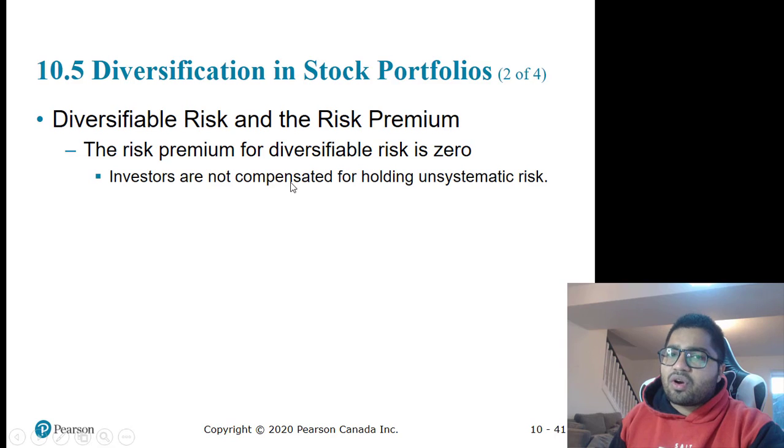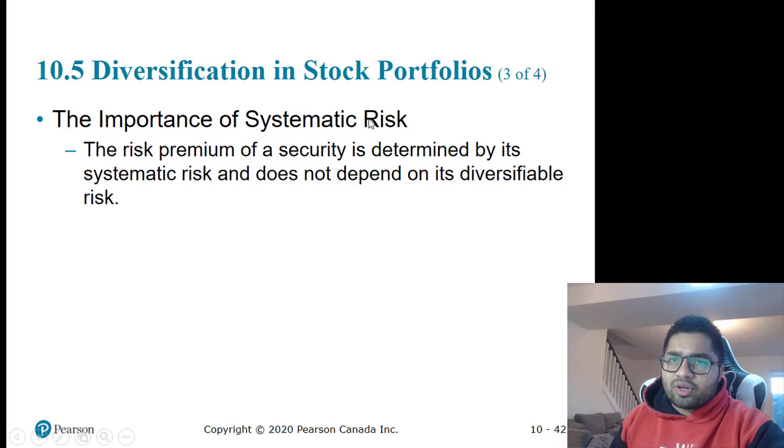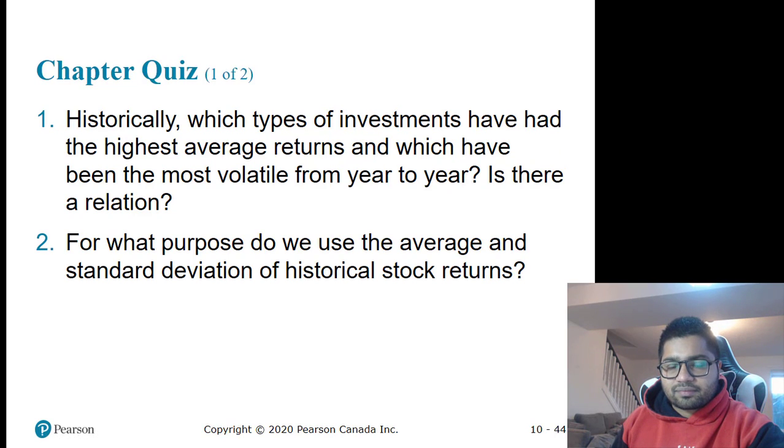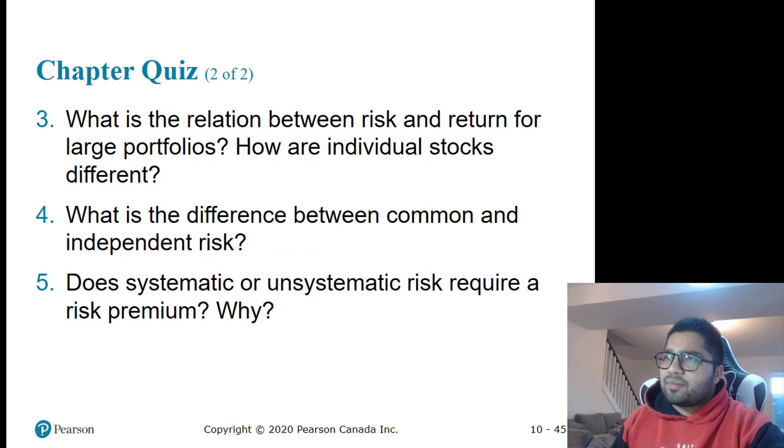So investors are not compensated for holding unsystematic risk. So if you're just investing in Apple, you will not be compensated for taking more risk. Importance of systematic risk: the risk premium of a security is determined by its systematic risk and does not depend on diversifiable risk. There is no relationship between volatility and average returns for individual securities. So what was the bottom line? It is always a good idea to diversify.